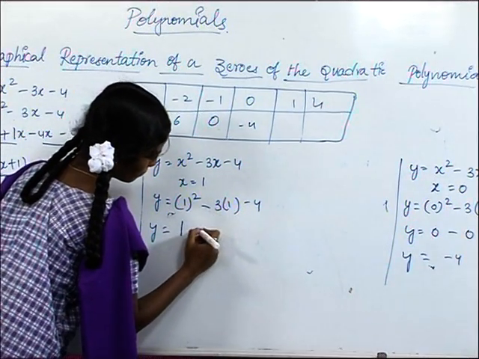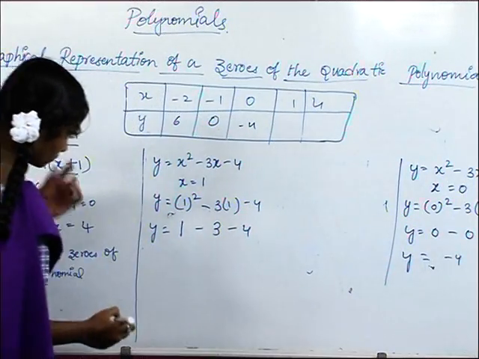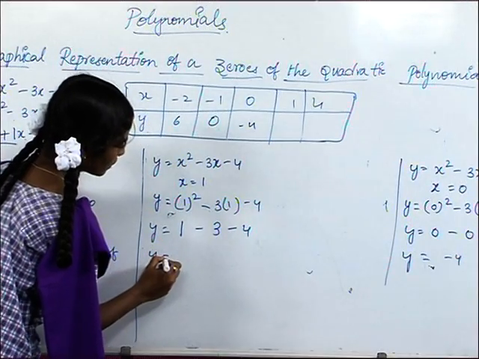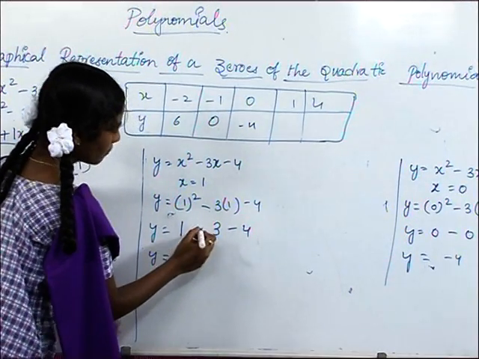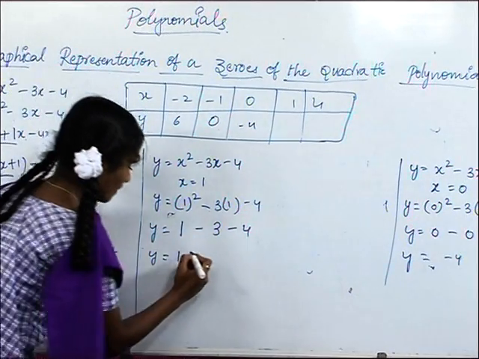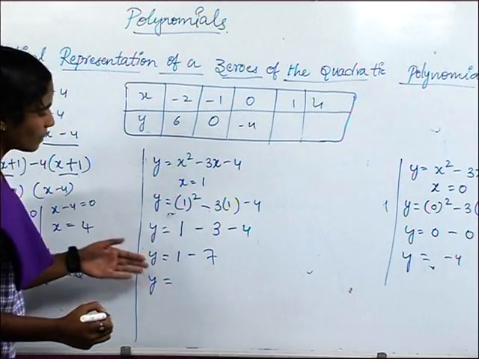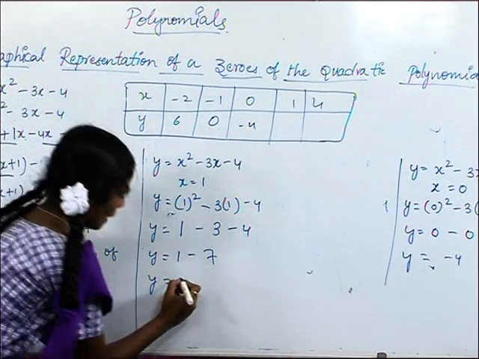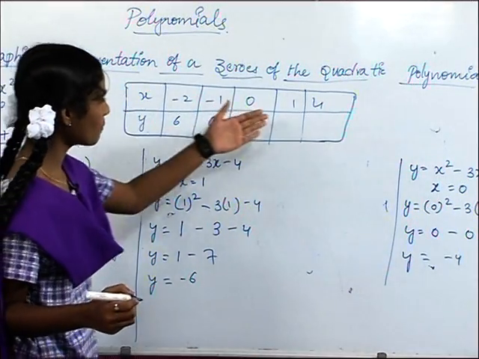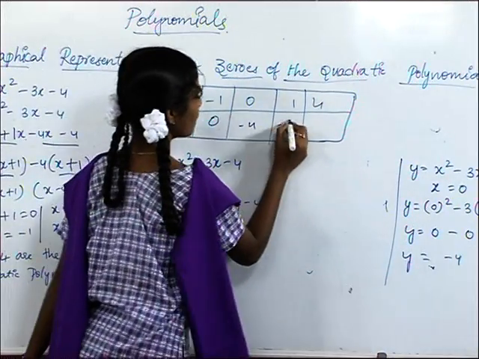Here minus 3 1s are 3, minus 4. Here y equals 1. Here minus 3 and minus 4 will become minus 7. So here y equals 1 minus 7, which becomes minus 6. So here x place is plus 1 and y place is minus 6.